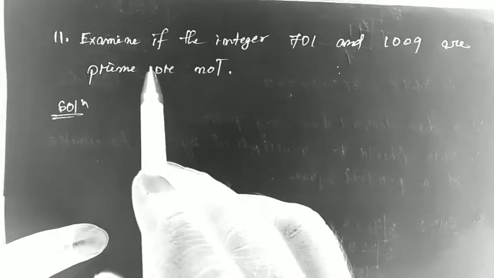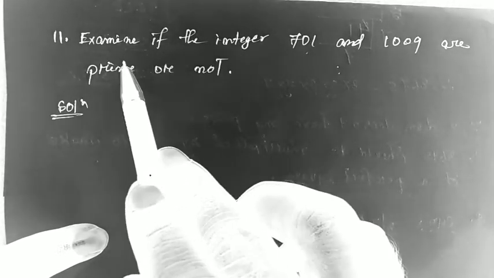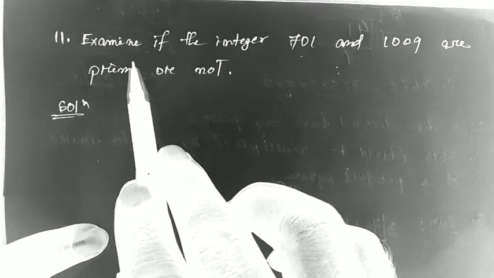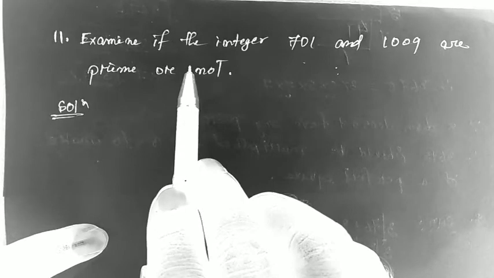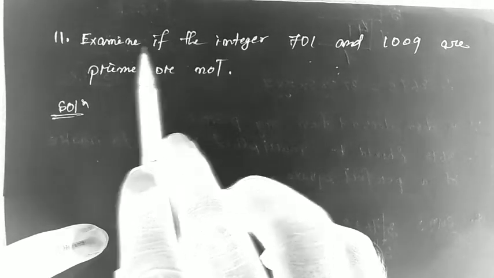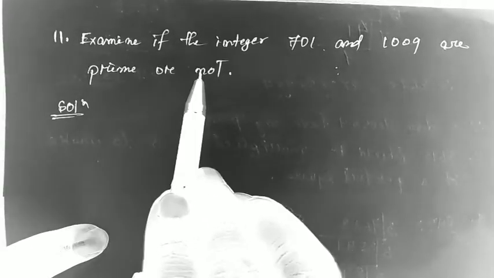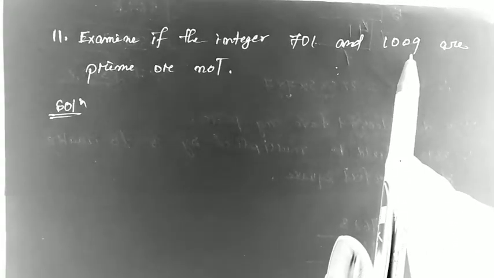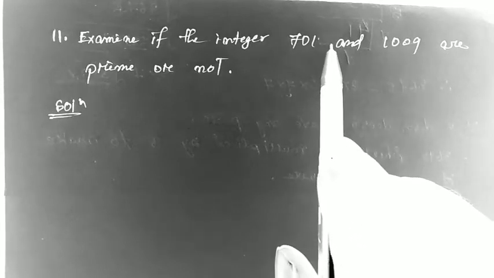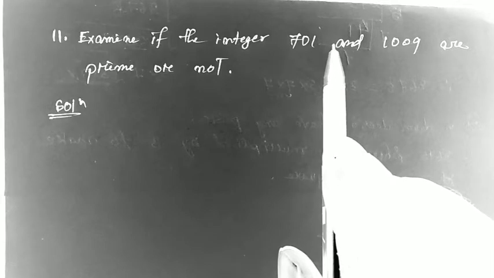question number 11. Those questions you can solve yourself, that is why I am doing question number 11, which is the most important sum of this chapter. And one sum of this type always comes in the exam. Examine if the integers 701 and 1009 are prime or not. We have to check whether these numbers are prime or not, but we can check them using the factorization method. But here we have to use theorem 12.